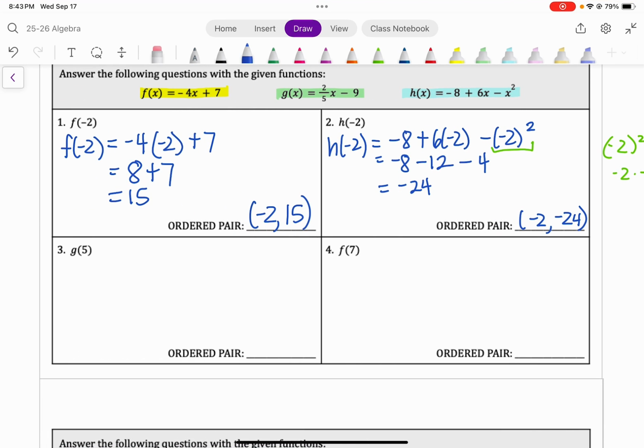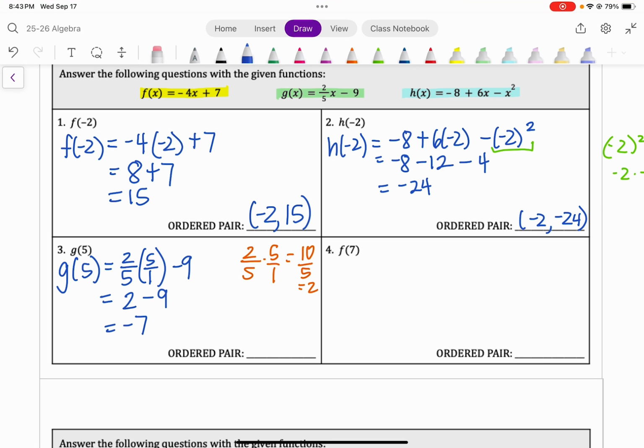Number 3 is g of 5. So that's the green equation. g of 5 is 2/5 times 5. We're going to make this 5 over 1 since it's getting multiplied by a fraction. And my fraction work, 2 over 5 times 5 over 1, you could do 10 over 5 is 2. So 2 minus 9 equals -7. So (5, -7).